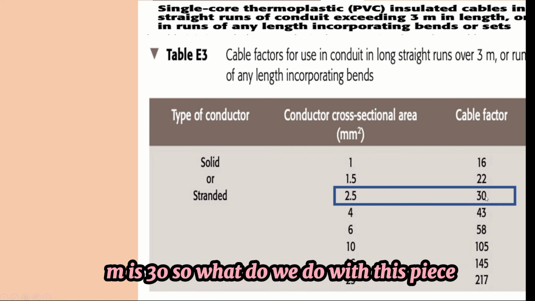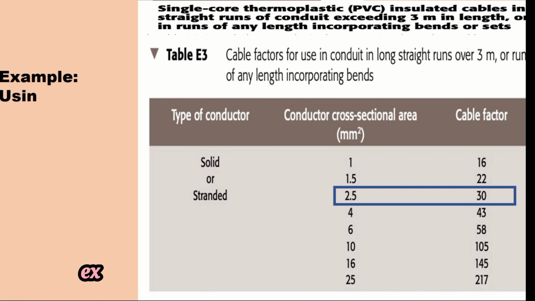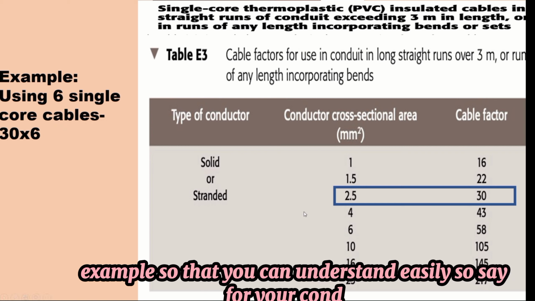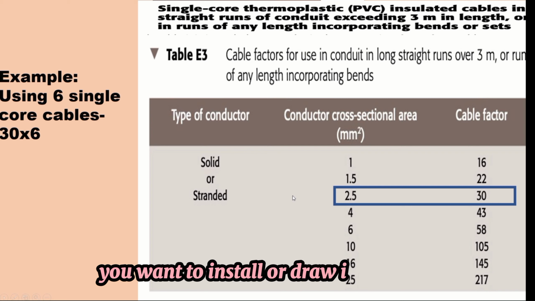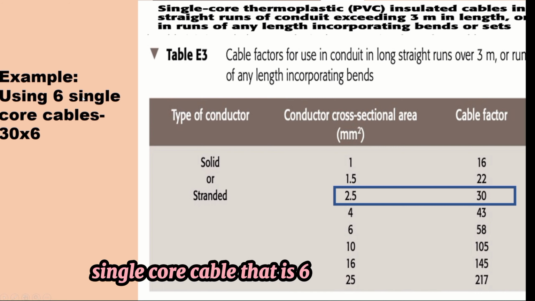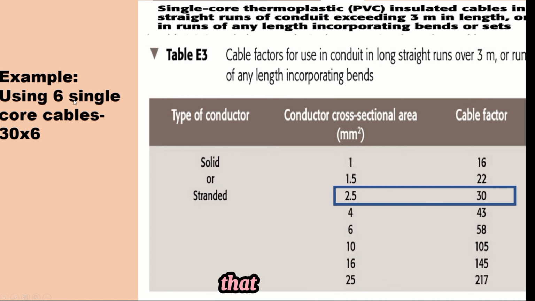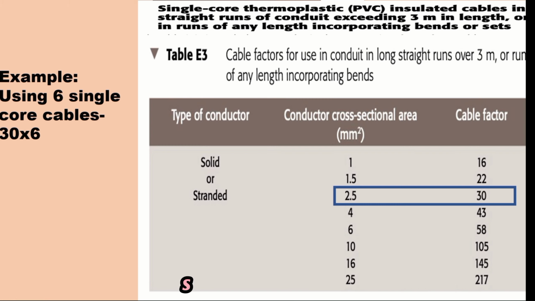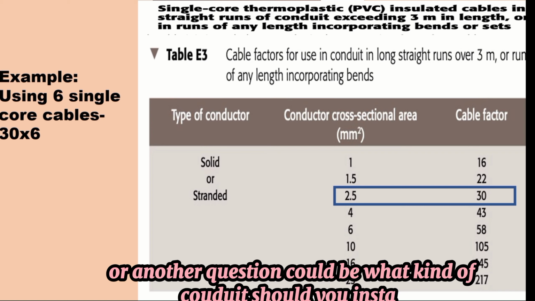So what do we do with this piece of information? Let's go with this example so that you can understand easily. Say for your conduit, you want to install or draw in 6 single core cables. I don't know if you understand me. Single core cable, that is 6 when counted, 6 of them. That could be, say, you want to draw in like 2 circuits into your conduit. So how do you know if that cable will be able to fit in the kind of conduit you want to install? Or another question could be, what kind of conduit should you install?